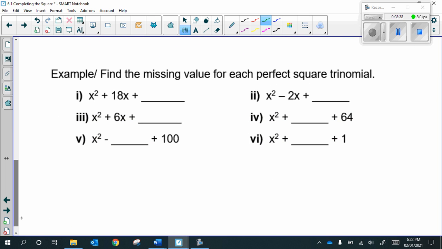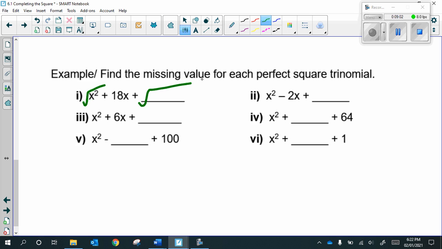All right, find the missing value for each perfect square. If we want to create some perfect squares, we need to figure out what would be missing. So if I have x squared plus 18x plus blank, and I want to make sure that's a perfect square, I know if I take the square root of the first term, which was x, and the square root of whatever's in this blank, and double it, I'm going to get 18.